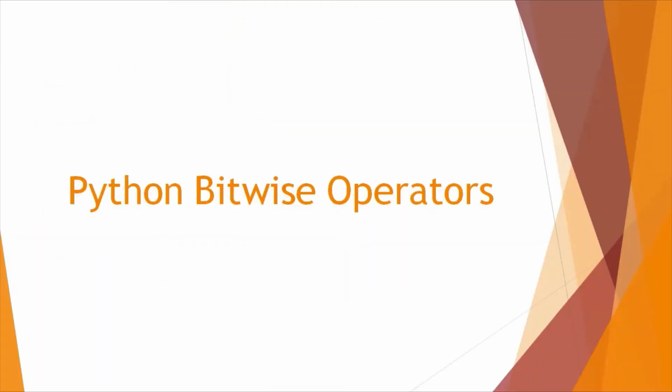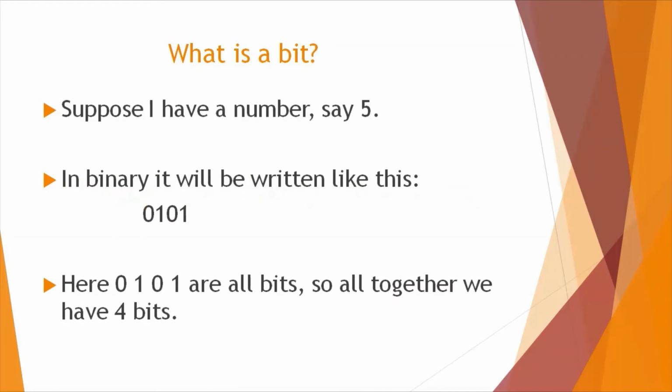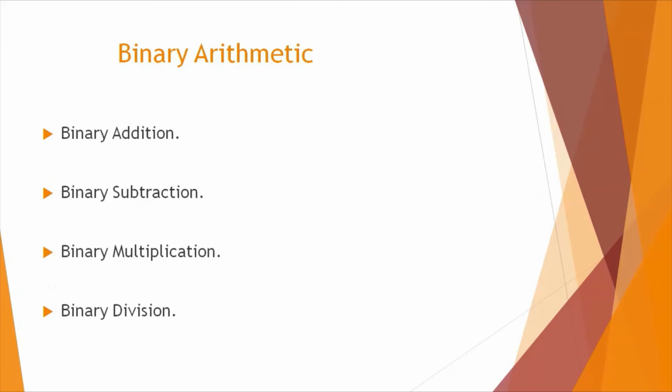For learning the Python bitwise operators, we first of all have to know what a bit is. Suppose that I have the number 5. In binary, it will be written like 0, 1, 0, 1. So here it is 0 or 1 or 0 or 1. These all are bits, so altogether here we have 4 bits. We have 4 types of binary arithmetic operations: binary addition, binary subtraction, binary multiplication, and binary division.